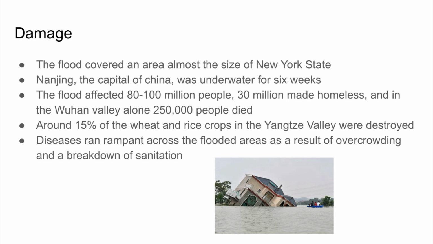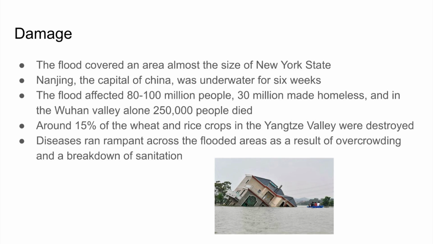With all natural disasters, understanding the scope of their effects is important. From death, injuries, property damage, or landmass affected, this flood ended up covering an area almost the size of New York State, around 54,000 square miles. This left China's capital, Nanjing, underwater for 6 weeks.